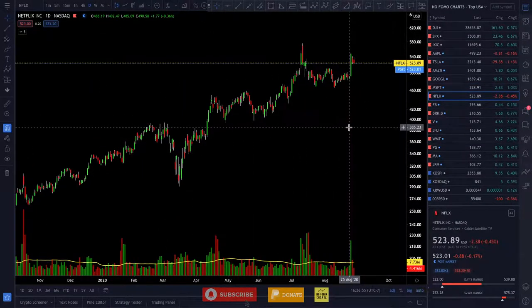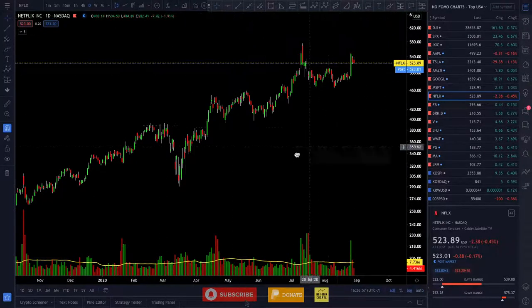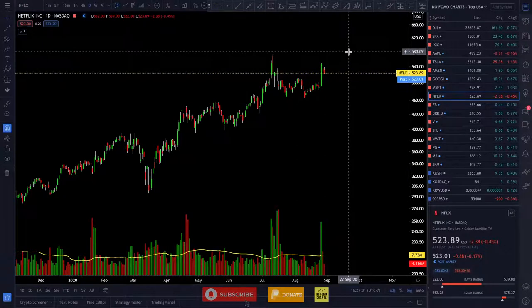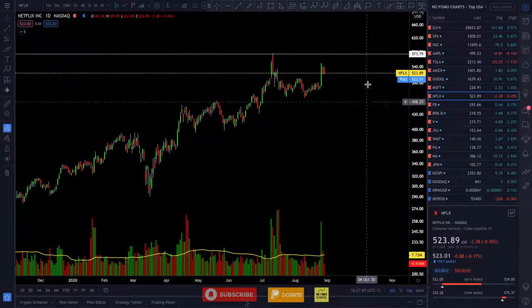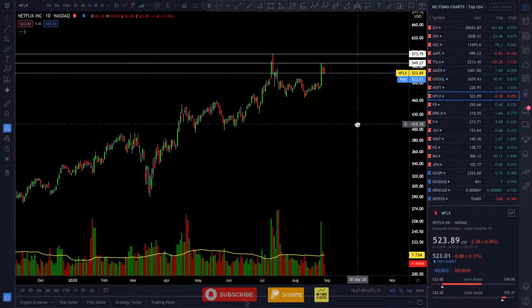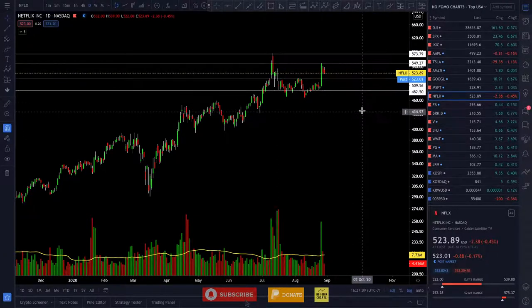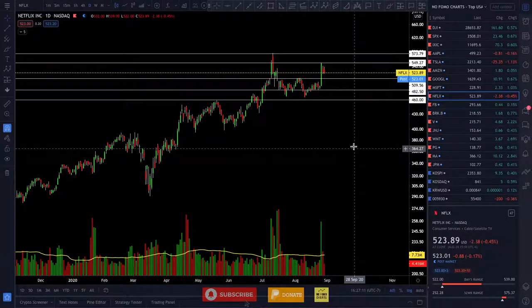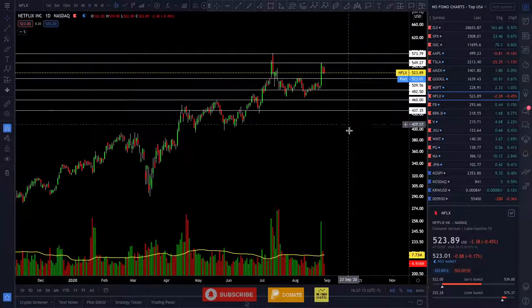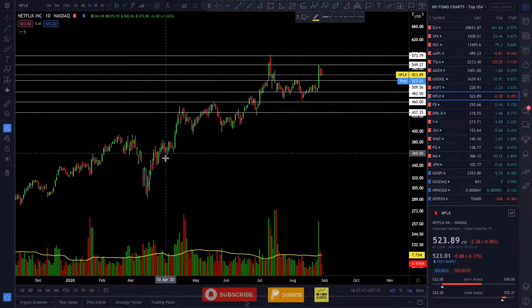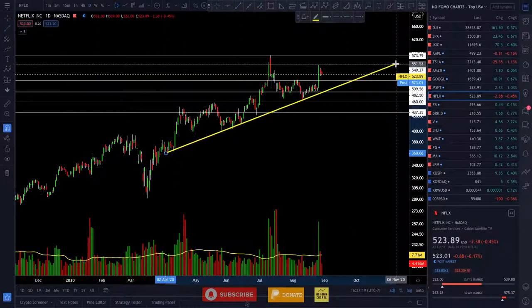One-day chart. Right? Boom. Resistance right here: 570, 580, 575. Right? 550. Support: 509, 481, 460, 437. Right? Trend line. Boom. Like this.